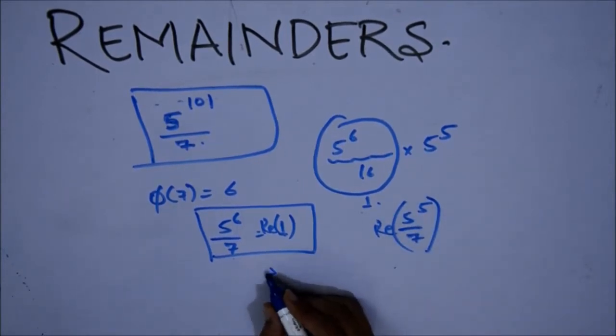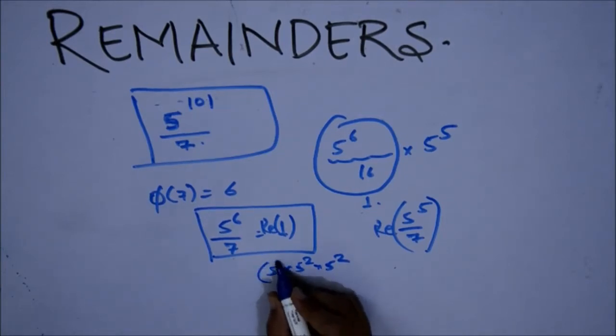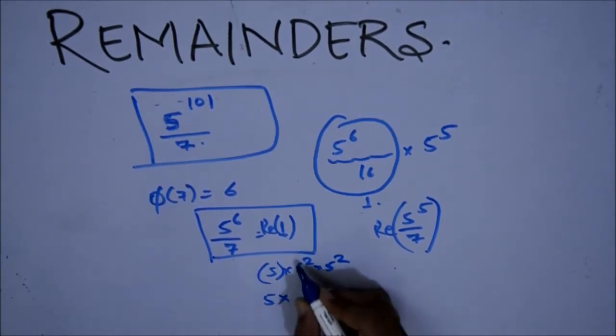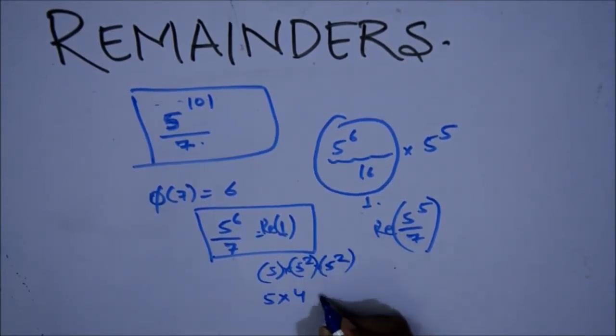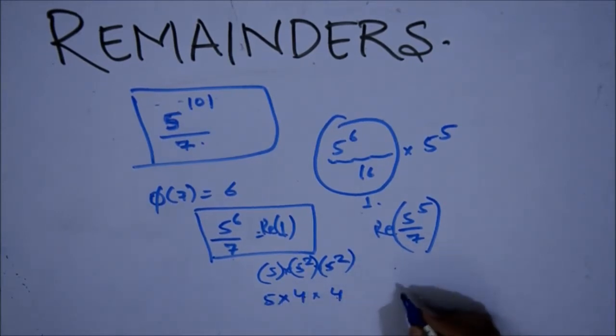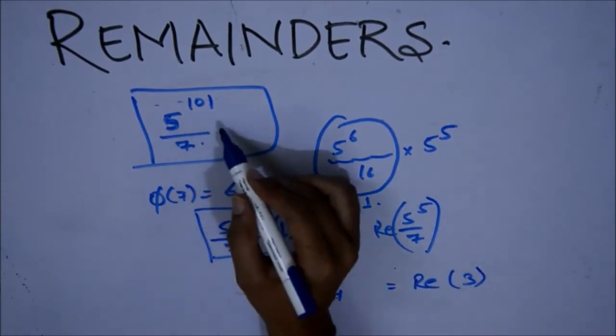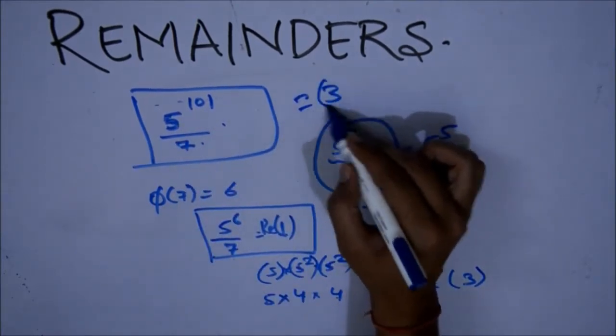This you can break as 5 into 5 square into 5 square. Now the remainder of 5 with 7 is 5, 5 square with 7 is 4, and 5 square with 7 is again 4. Now 5 times 4 is 20, 20 times 4 is 80. 80 with 7 will give you a remainder of 3. So the answer of this is 3.